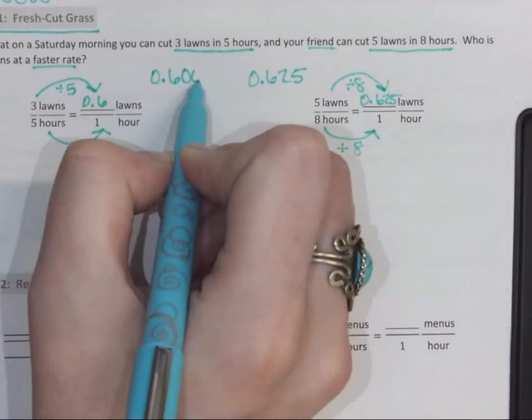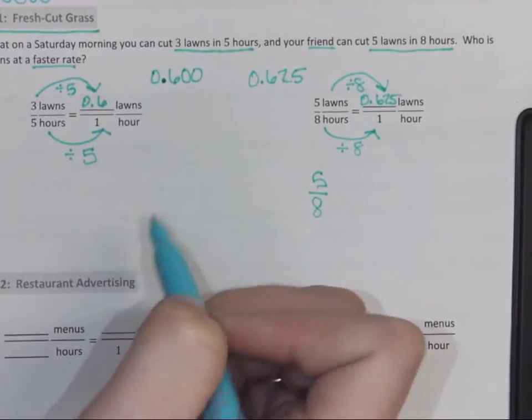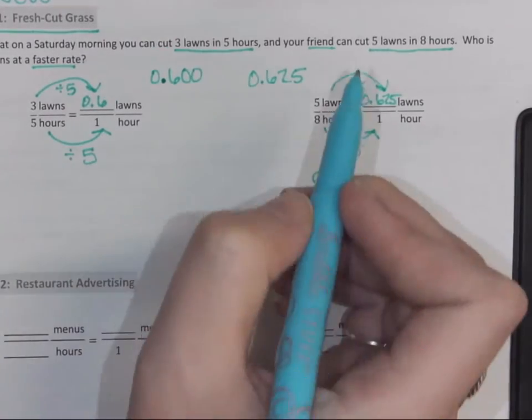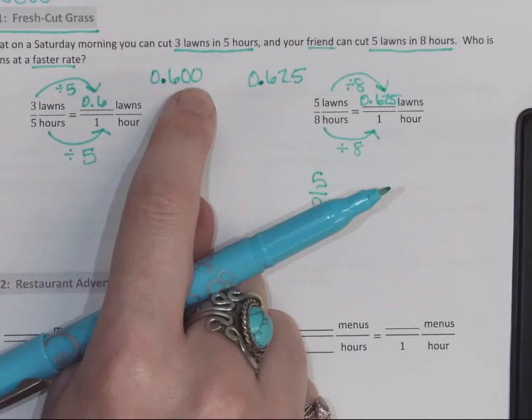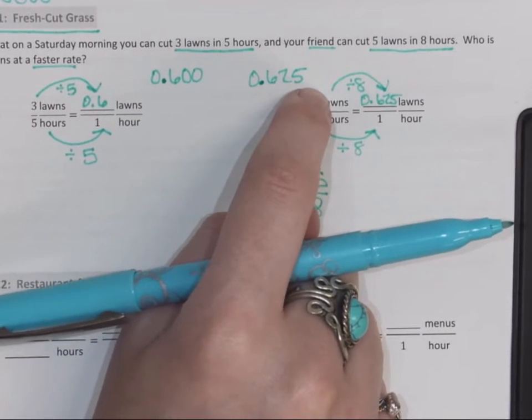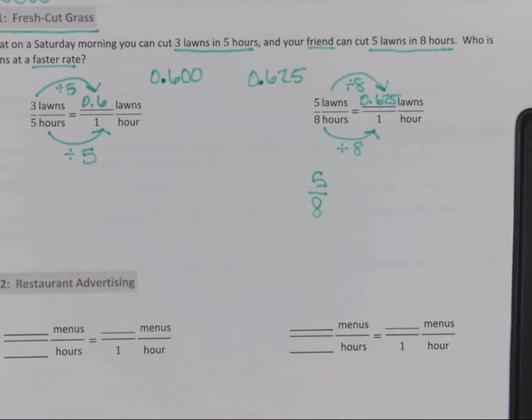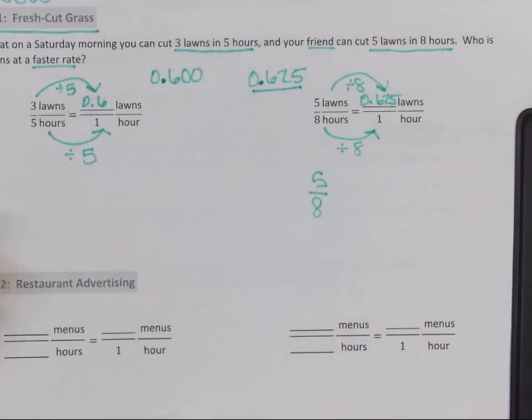Exactly. I can add 2 zeros here because it's after a decimal. It does not change the value of the 6, but it makes it easy to compare. So I know that 0.600 is smaller than 0.625. So what does that tell me? Who cuts at a faster rate? The friend. Because the friend does more work in the same amount of time.